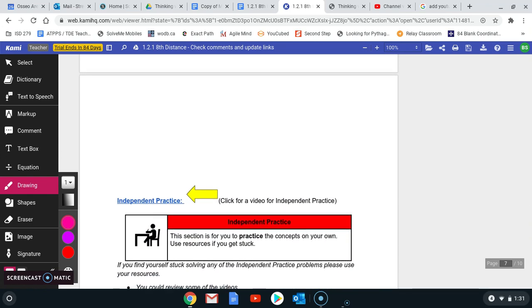All right, that is the end of this Explore section. You can pause the video or end the video and watch the video for the independent practice when you're ready.